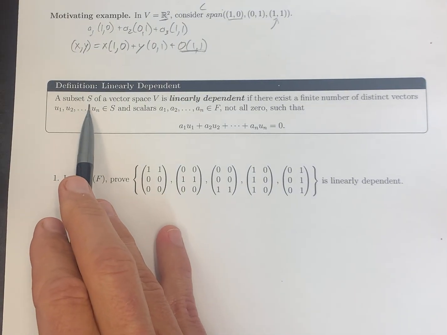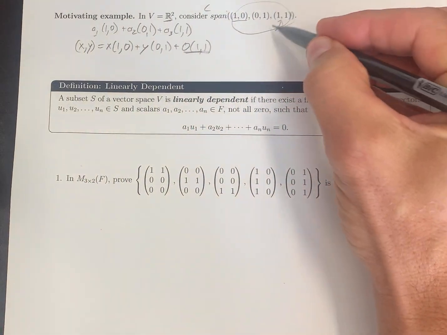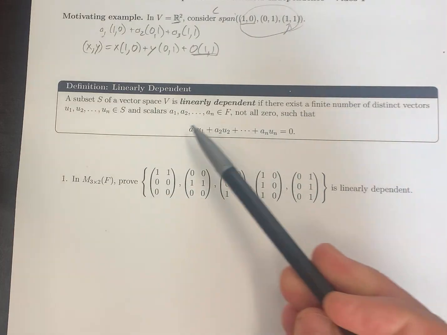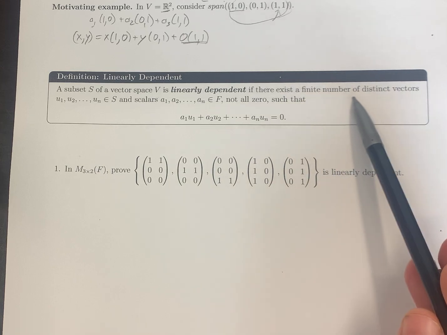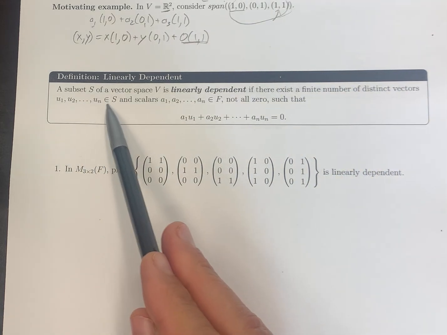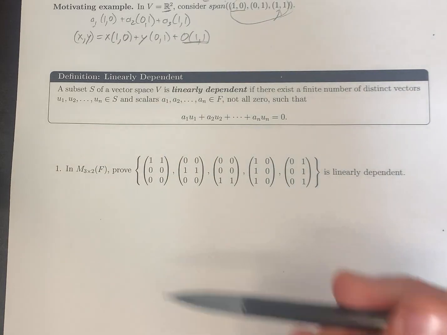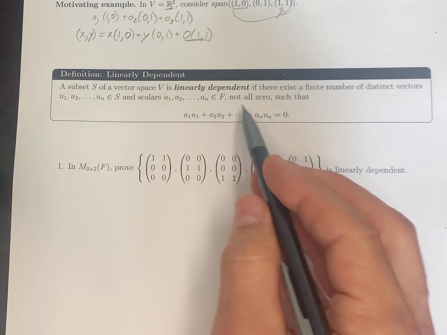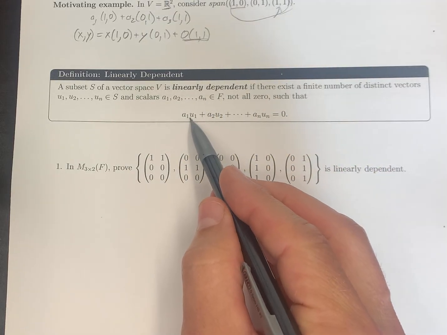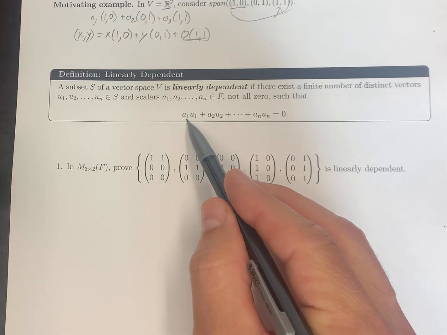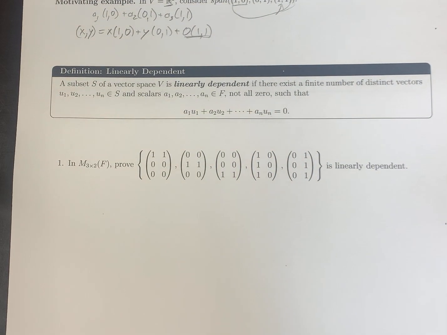So a subset S of a vector space, think something like this set in here, is linearly dependent if there exist a finite number of distinct vectors, u1 to un, and scalars, a1 to an in F that aren't all 0. These can't all be 0, such that the linear combination of all of these u's and a's actually equals the 0 vector.